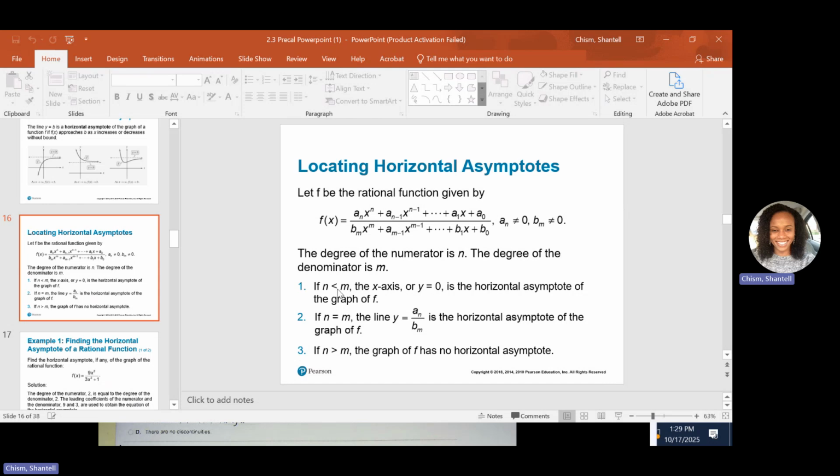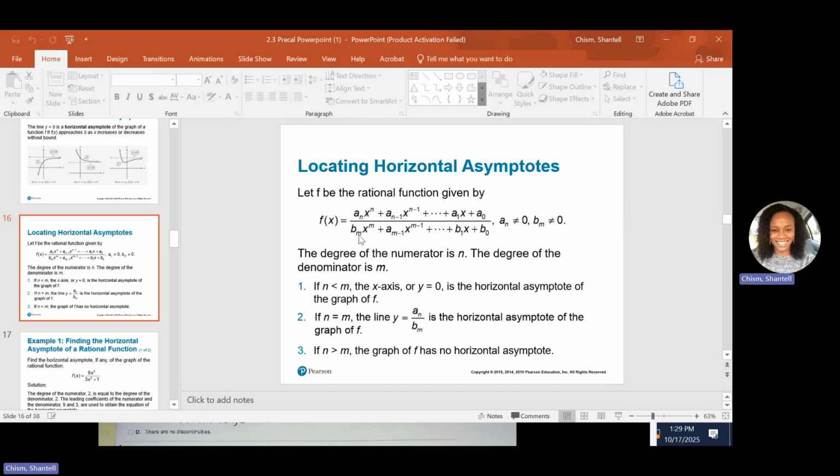If the degree of the top is less than the degree of the bottom, so if the highest exponent is less on top than it is on bottom, then the x-axis, or simply the equation y equals 0, is the horizontal asymptote. So that means as x increases without bound, the function will approach 0. Y will equal 0, or the function f of x will approach 0.